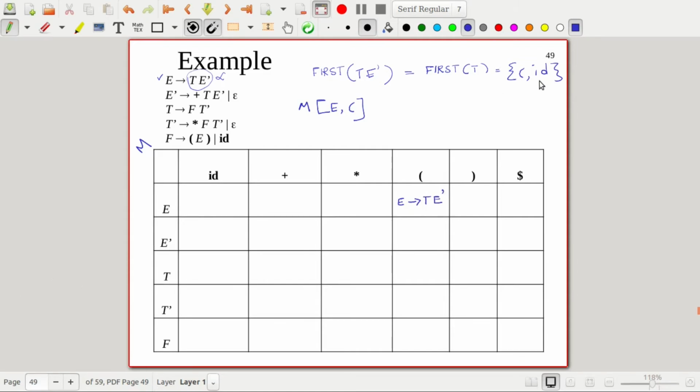Then the next element is id. There we have to index M[E, id]. There we have to set this production. So it comes here. We have to set this production E gives TE dash here also.